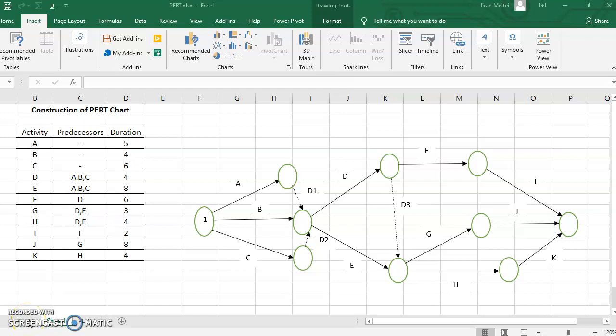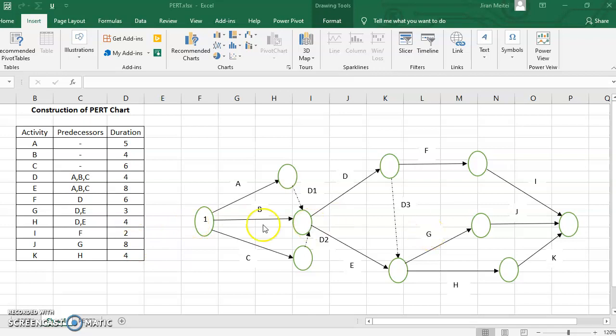Hi friends, let us continue the problem that we had in the previous video. In the previous video we constructed this chart. Now in this video we'll be giving a number to these circles, and at the same time using these durations we'll also find out the project completion time.